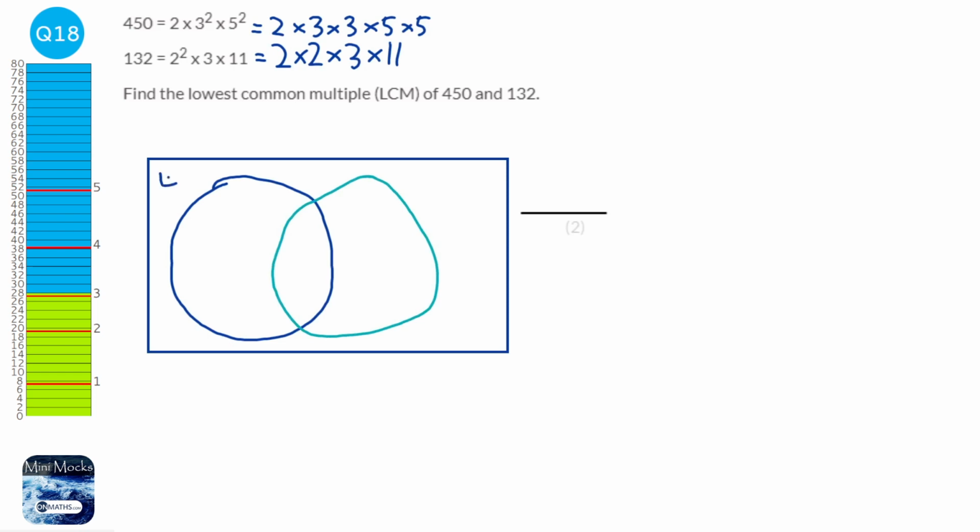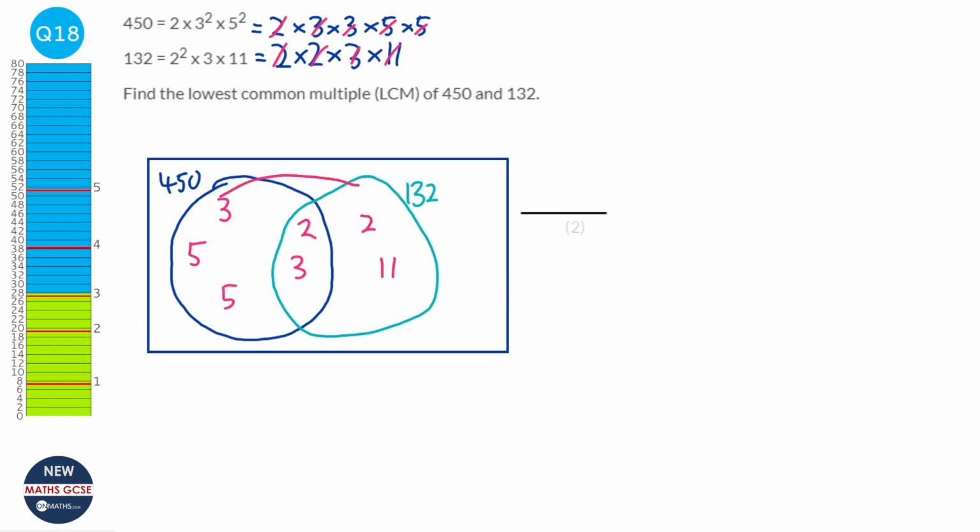So 450 is on the left hand side and 132 is on the right hand side, and we're going to start just filling out the Venn diagram. So they both have a 2 in them and they both have a 3, but 450 has a 3, a 5 and a 5, and 132 has that 2 and the 11. Now to find the lowest common multiple, what you do is you just multiply all these numbers together, and that will give you the lowest common multiple.